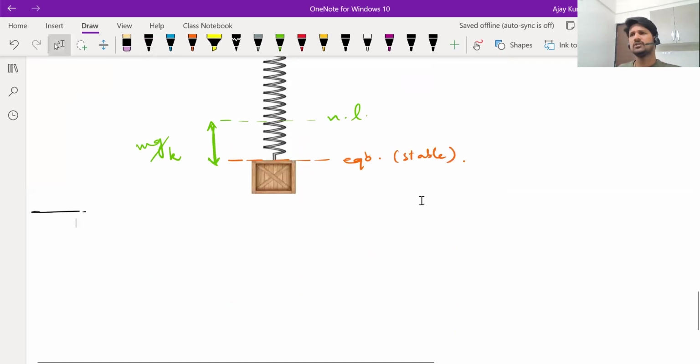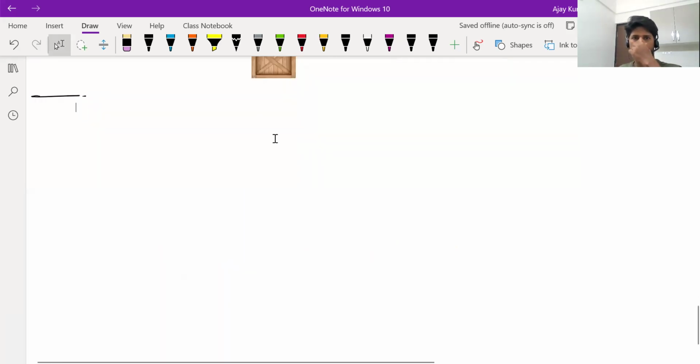Next, can any of you think of an example of unstable equilibrium? Like in a particular position, the object is in equilibrium, but if you disturb it slightly, it will go away from that position and not come back. Can you think of such situations? Cases of unstable equilibrium.